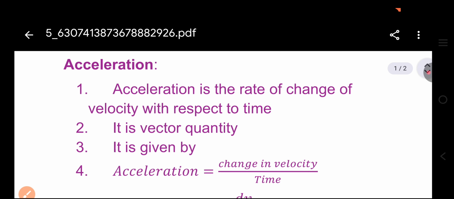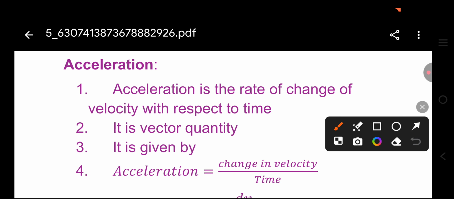The first one is acceleration. Now the acceleration is the rate of change of velocity with respective time. Acceleration means rate of change of velocity with respective time. Acceleration हे बदललेला वेग आणि कालावधी यांचा रेशो आहे. And it is denoted by small a or capital A.